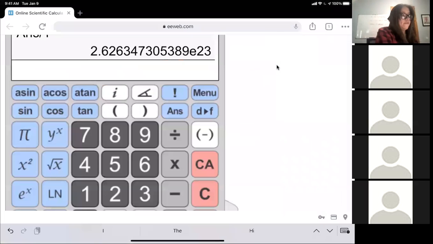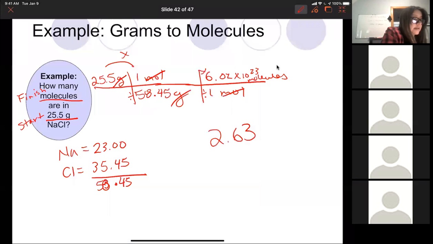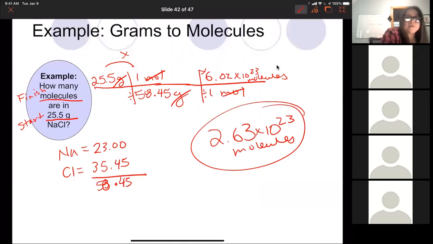And don't forget, e to the 23 means times 10 to the 23. So your answer needs to have that times 10 to the 23 and then your unit, molecules.